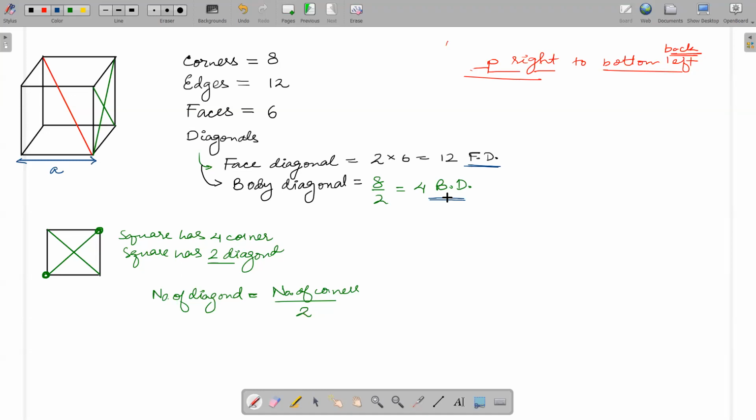And in a cube, we find only 2 types of diagonals: face diagonals and body diagonals. Yeah, in a cube there are only 2 types of diagonals: face diagonals and body diagonals. Can you see some other diagonal? No. No, no. Okay, fine.